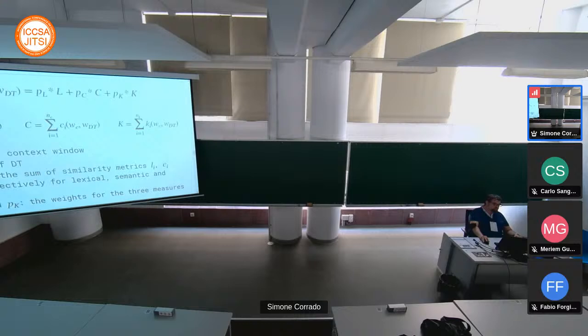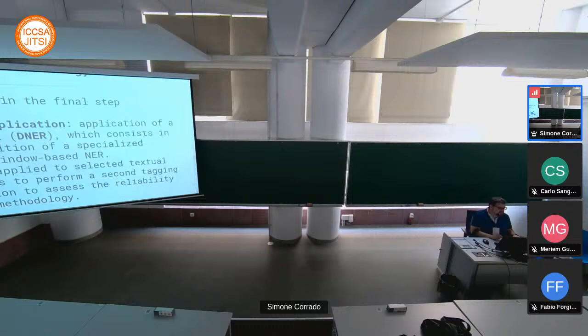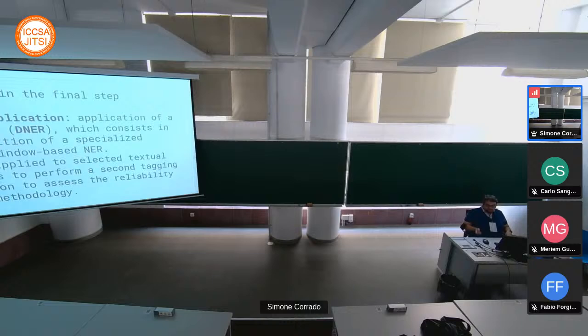And now the final step is the DNER application. What is DNER? DNER is an acronym for domain named entity recognition, because this is the step that we performed in this work, because it consists in a definition of a specialized context window-based NER. So the DNER is applied to select text from the documents and to perform a second tagging evaluation. So the second step, in reality, you perform the NER on your document and you target it with the simple NER of spaCy in this case. So, for example, we target a person, and the DNER subtags this word with a different category, a subcategory.